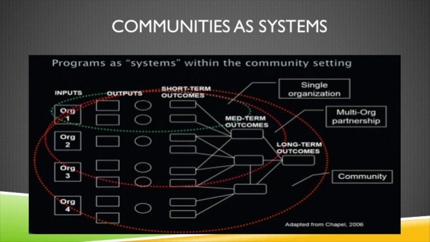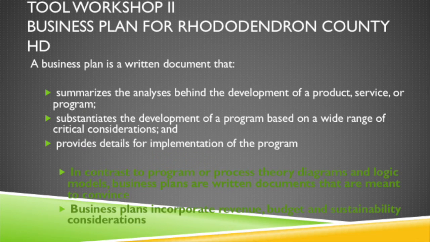Now, you could think of it that each unit by itself is acting as a system, and each mini system comes together to become this larger system. So you could think of it as maybe organization one is a single organization, and if you look at organization one and two, this would be considered a multi-organization partnership. And if you look at all these different organizations, they all individually have their own outputs and outcomes to meet their own organization mission, but they all come together to meet a common goal to drive a healthy community.